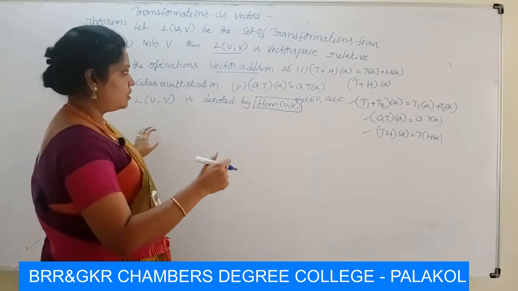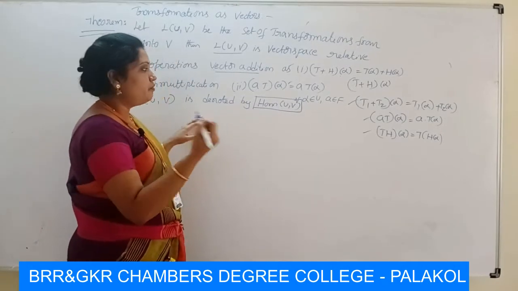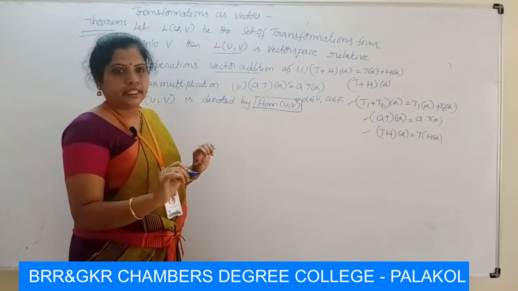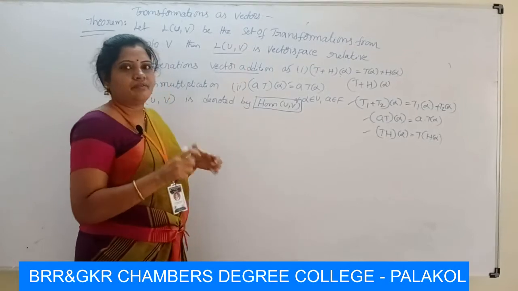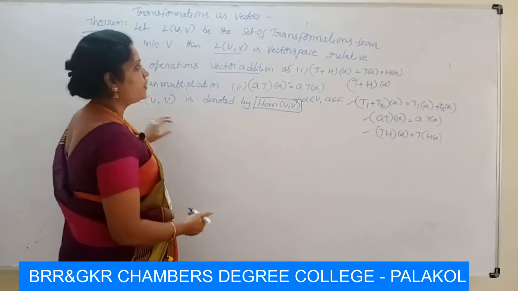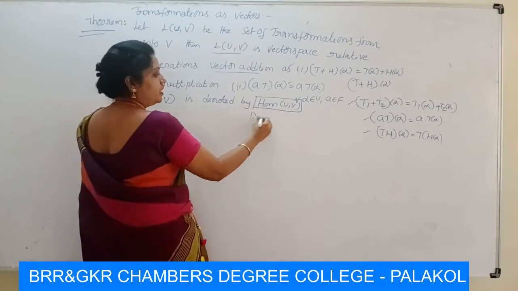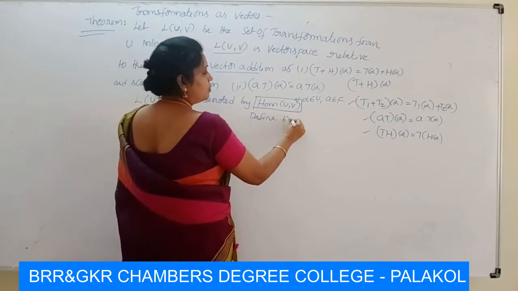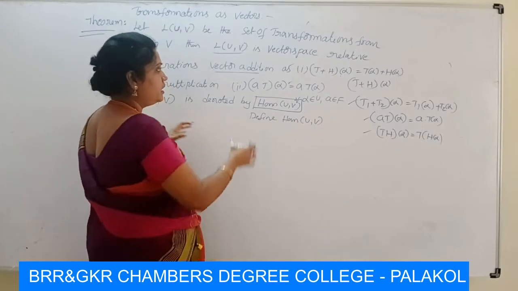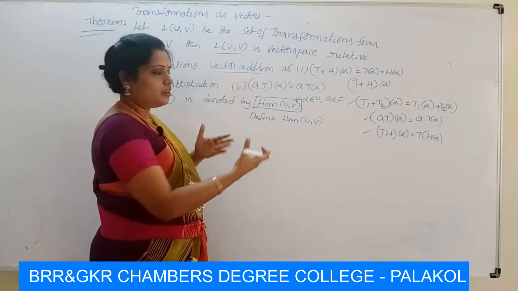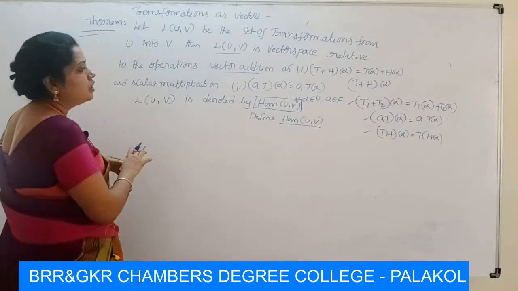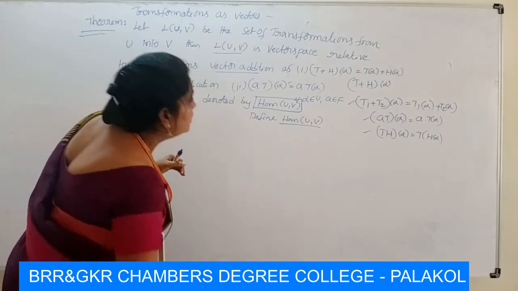If you have a question in the question paper, define homomorphism from U to V, then we write this statement as the definition of homomorphism of U comma V. So define homomorphism of U comma V: we write this statement as the definition. So now we see the proof.